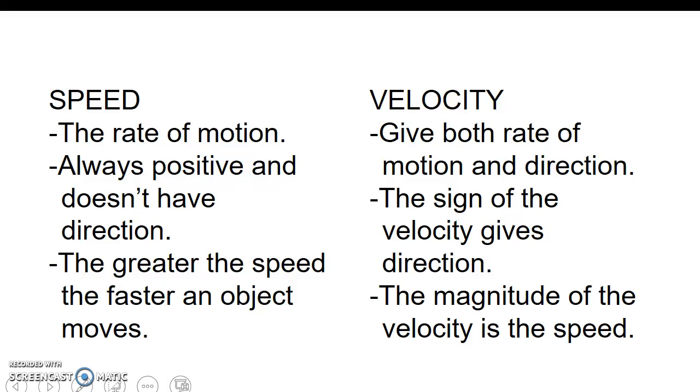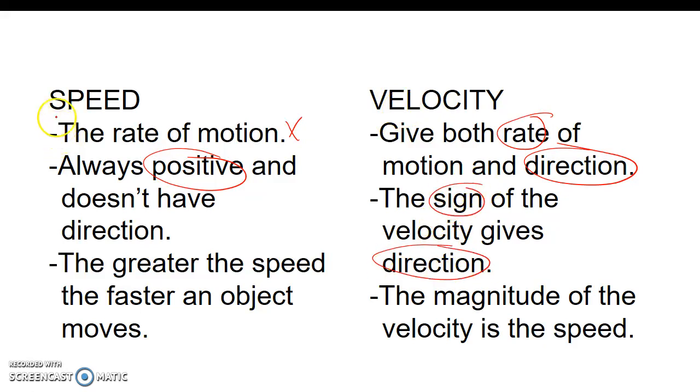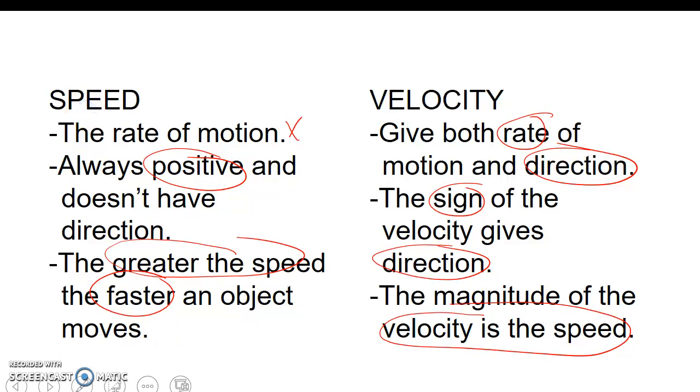So, speed and velocity, the difference is speed is rate of motion. Velocity gives rate and direction. Speed is always positive. Velocity can be positive or negative. The sign gives direction. And then lastly, for speed, the greater the speed, the faster it goes. And the same thing with velocity. If we talk about the higher the number, the faster the object's going. That part's the same. Speed, scalar, velocity, vector.